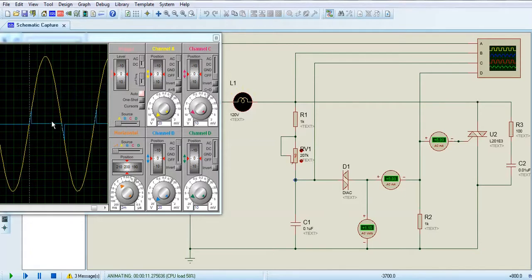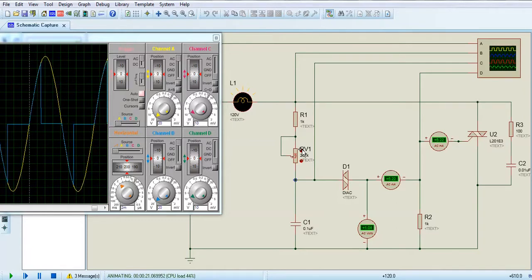Now let's see what happens while we increase the resistance gradually. The light intensity will be dimming down gradually as well. You will notice that this blue signal moves forward, which means another portion of the signal will be cut out, so the amount of voltage applied across the load will be minimized, which again affects the intensity of the light. Let's see what will happen. Yes, the light is dimming, and another portion of the signal is cut out.